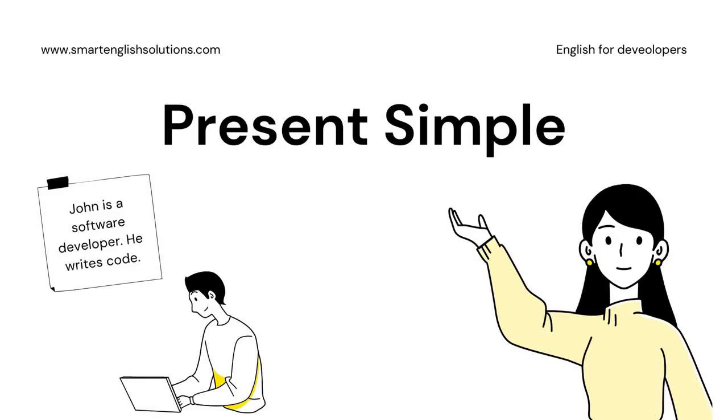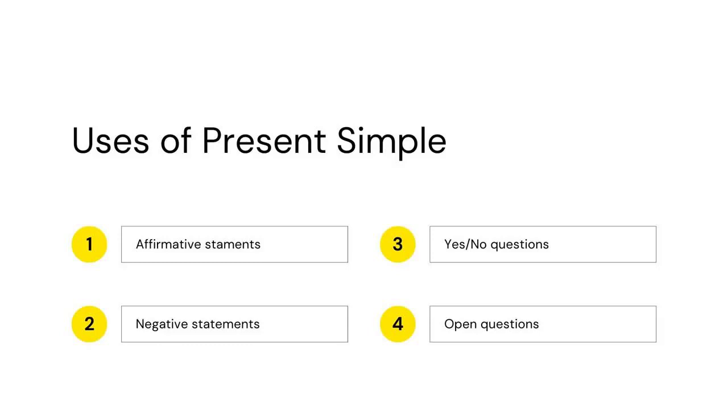The simple present tense is one of the most common tenses used in English, and it's used to talk about actions or situations that are true now or that happen regularly. It's important that we remember that simple present can be used in affirmative statements, in negative statements, and yes/no questions, and also in open questions.